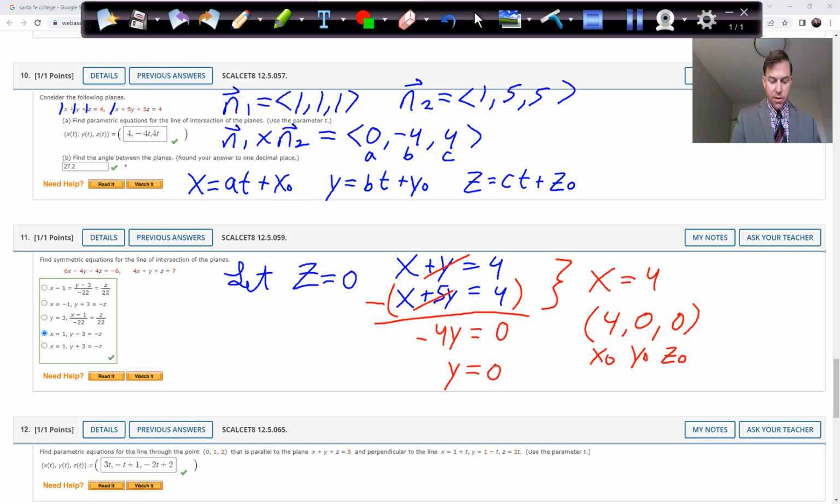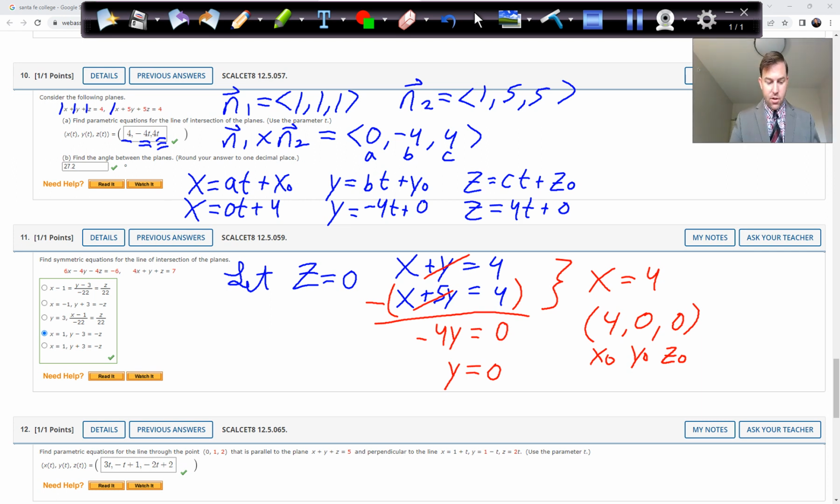So if we plug those in, we have x is equal to at. A was 0. 0t plus 4. Y is equal to bt. B was minus 4. But y0 is 0. And z is equal to positive 4 times t plus z0, which is 0. So these collapse to just x equals 4 right there. Y equals minus 4t right there. And z equals positive 4t right here. So that would be the first answer.